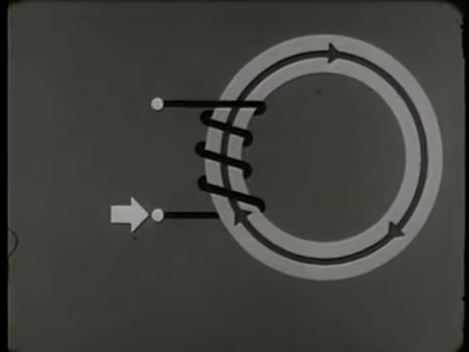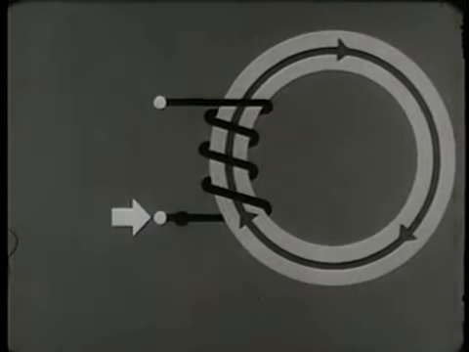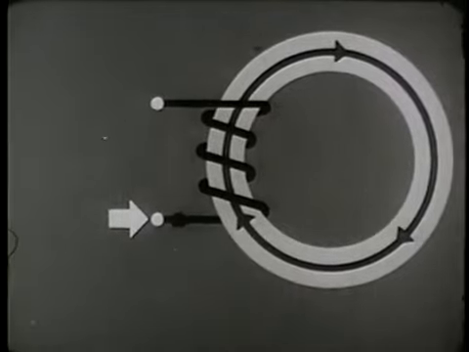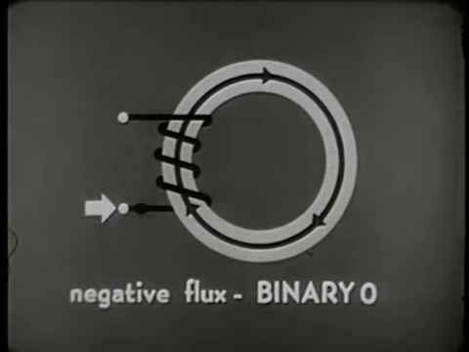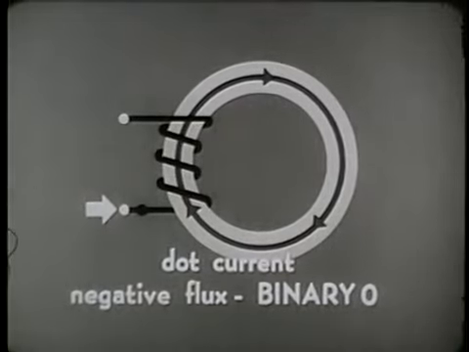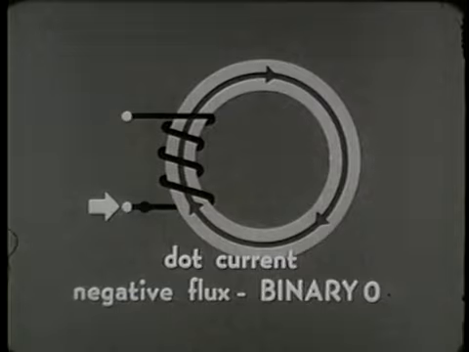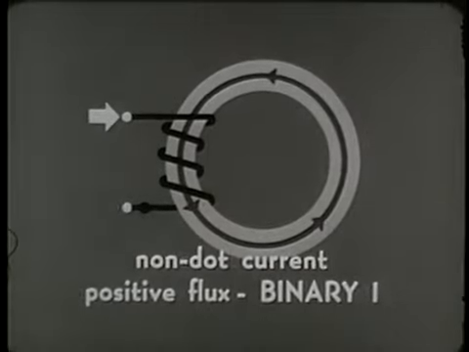To show the polarity of the winding in a core diagram, we mark one side with a black dot. By definition, current that flows into the winding from the dot side sets the core to 0. Current flowing into the non-dot side sets the core to binary 1. Remember, non-dot current for 1 and dot current for 0.